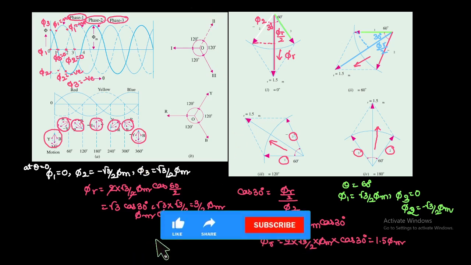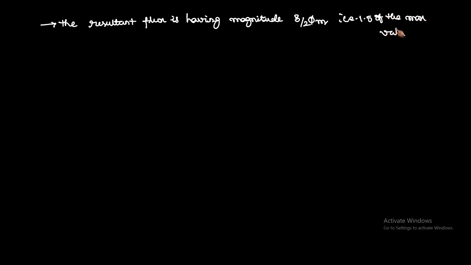You can note down the different points from this concept. The resultant flux will be rotating. The resultant flux has a magnitude of, at every instant, 3 by 2 times phi m, that is 1.5 times the maximum value due to any phase.